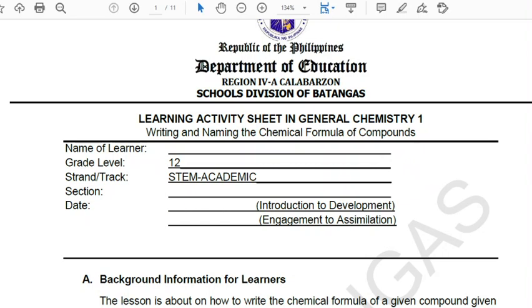Hi guys, so this is learning activity sheet number 7 of General Chemistry 1 entitled Writing and Naming the Chemical Formula of Compounds. This is a run-through of the learning activity sheet provided by the Schools Division of Batangas para malaman natin kung ano yung mga activities na gagawin and to give you also background information tungkol sa lessons about writing and naming chemical compounds.